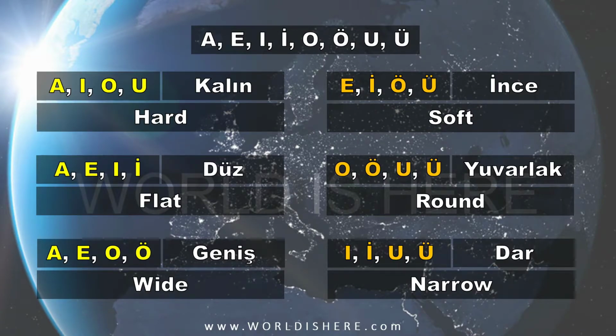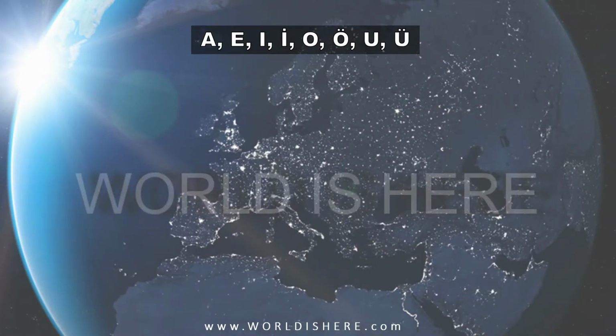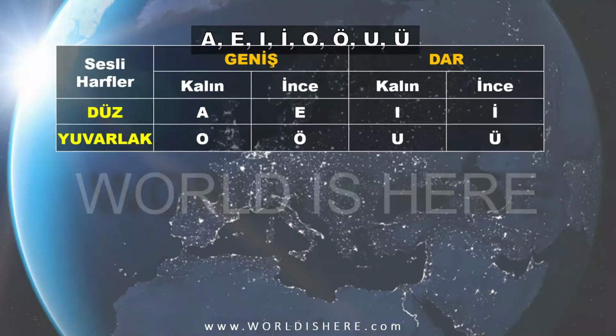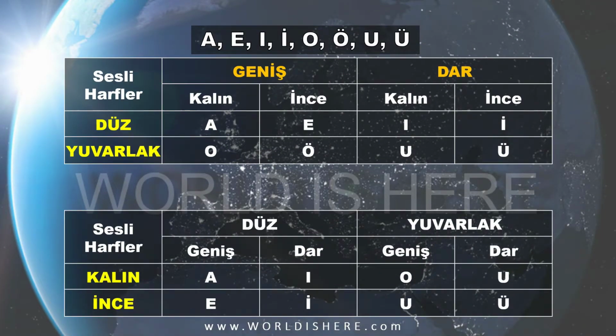And now we are gonna check small harmony of vowels. Küçük ünlü uyumu. So, let's see that one a little bit differently. Geniş ünlüler, dar ünlüler. Düz ünlüler, yuvarlak ünlüler. On the first table. And we know kalın ünlüler, ince ünlüler, right? So we are gonna use the second table here. It will be more understandable for us. And we are gonna continue.